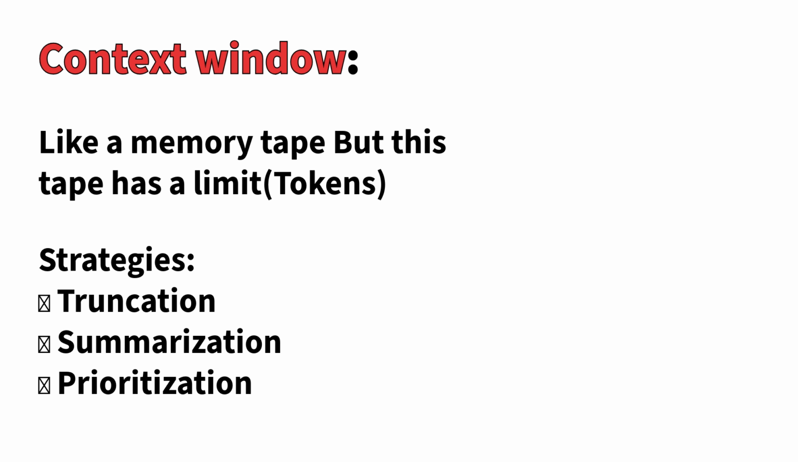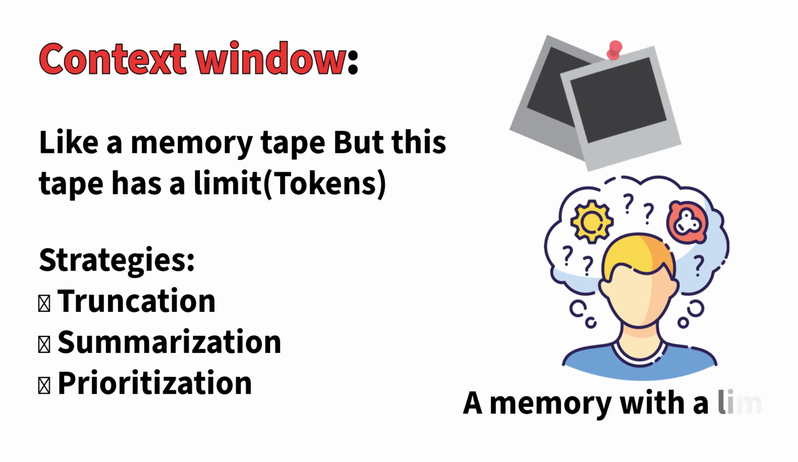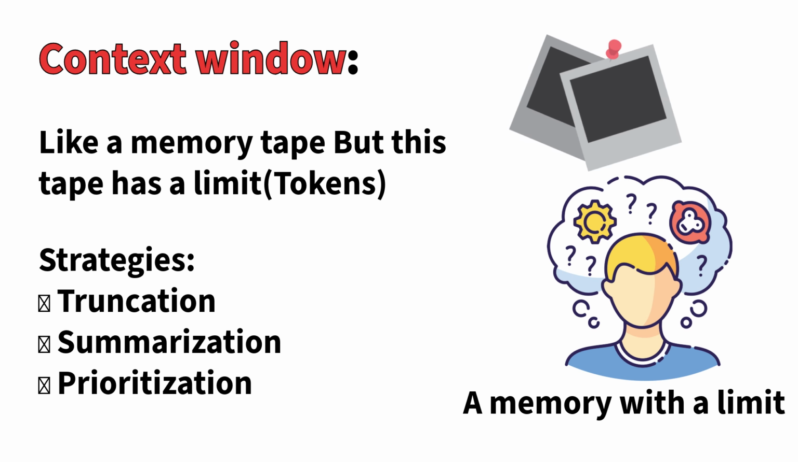Let's talk a bit more technical. Every language model has a context window. This is like a memory tape where the entire conversation is laid out. But this tape has a limit measured in tokens, which are pieces of words. For example, GPT-3.5 had a 4096 token limit. GPT-4 can go up to 128,000 tokens, depending on the version. When your chat gets too long, the model uses strategies like truncation, summarization, and prioritization.